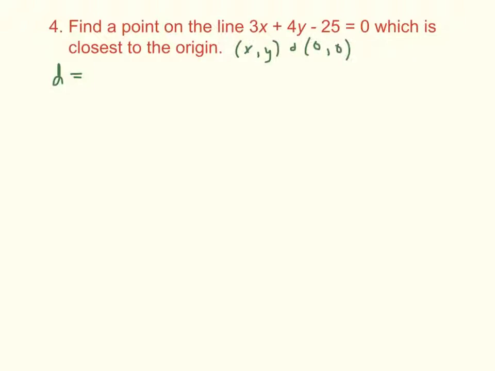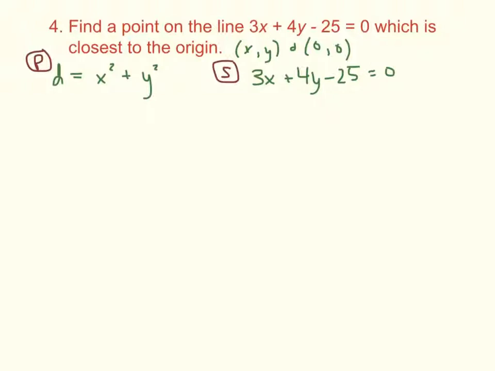I'm using the distance formula without the radical, so it's just x minus 0 squared, which is x squared, plus y minus 0 squared, which is y squared. Okay, so that's my distance formula. That's my primary equation. Now I need to have my secondary. Well, my secondary equation is the equation of the line that was given to me, 3x + 4y - 25 = 0.